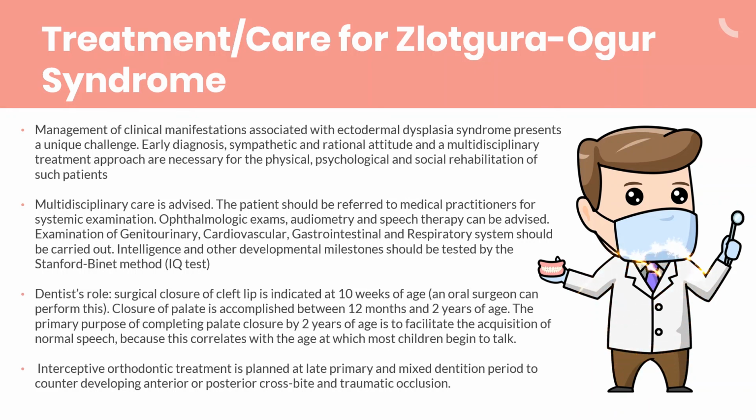The dentist's role in this could be to do a surgical closure of the cleft lip, which is usually indicated at 10 weeks of age, and an oral surgeon could possibly do this. The closure of the palate is accomplished between 12 months and 2 years of age. The primary purpose of completing the palate closure by 2 years is to facilitate the acquisition of normal speech, because this correlates with the age when children begin to talk. You can also do orthodontic treatment that's interceptive and planned at the late primary and mixed dentition period to counter developing anterior or posterior crossbite and traumatic occlusions.